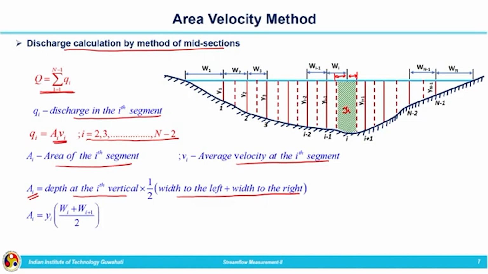Now, Ai can be written as Yi multiplied by Wi plus Wi plus 1 divided by 2. Here it is Wi and the other one is Wi plus 1. So, half if we consider towards the left and right. So, half of Wi plus Wi plus 1 will be the width multiplied by Yi. Yi is the depth of the ith segment. So, this is applicable to the segments with i varying from 2 to n minus 2.